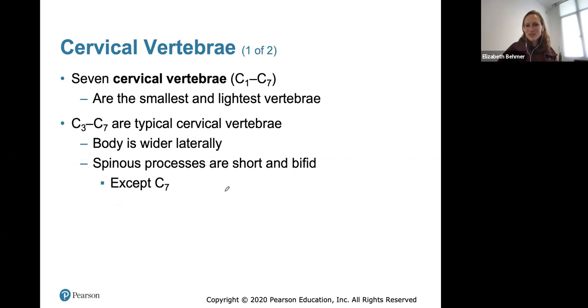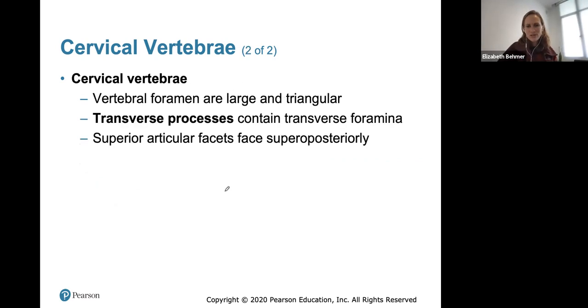You have 7 cervical vertebrae. They're the smallest and lightest. The spinous processes are short and bifid, which means they're split. And we'll show you a picture of a typical cervical vertebra. The vertebral foramen are large, triangular. The transverse processes of a cervical vertebra contain holes called transverse foramina, and the superior articular facets face superior posteriorly.